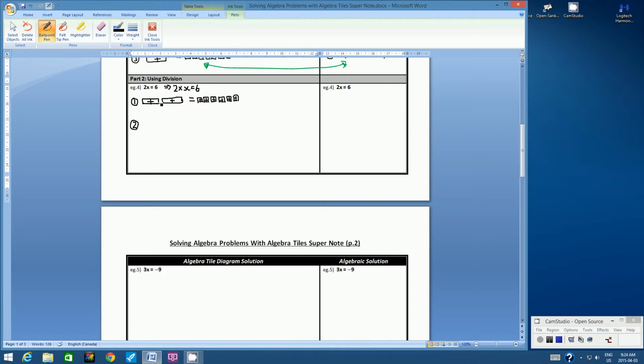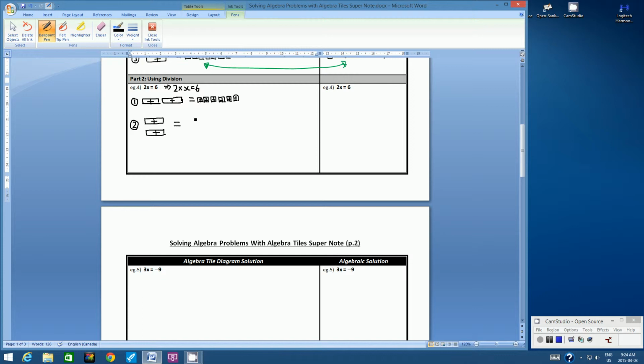So we have two x's. So what we want to do is we want to create two separate groups. So here's what I mean. So what we're going to do is we're going to stack the two positive x's one on top of each other. Okay? And then what I want to do is I want to divide these 6 positive tiles into two separate groups. So 6 positive tiles separated into two separate groups.